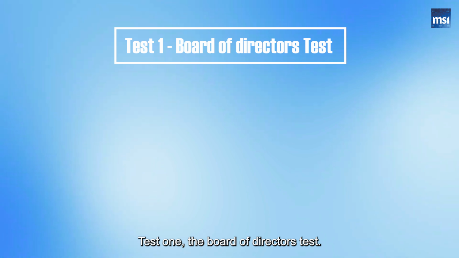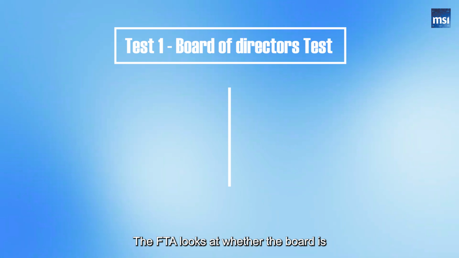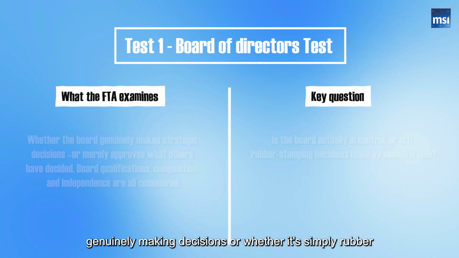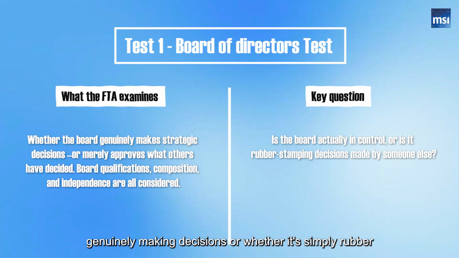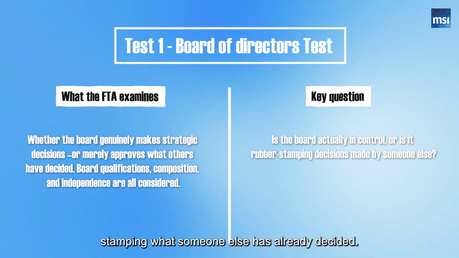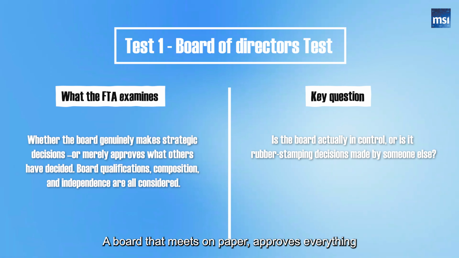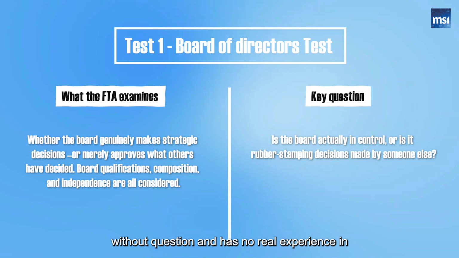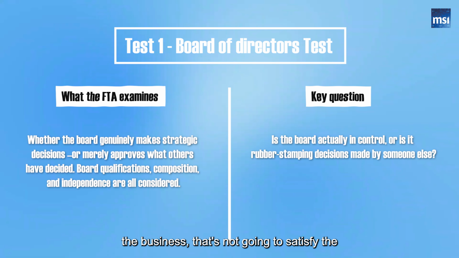Test one, the board of directors test. The FTA looks at whether the board is genuinely making decisions or whether it's simply rubber stamping what someone else has already decided. A board that meets on paper, approves everything without question and has no real experience in the business, that's not going to satisfy the FTA.